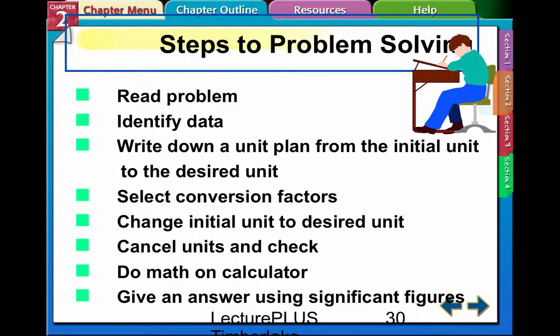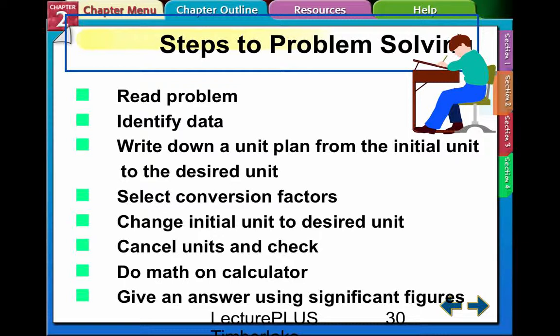Okay, steps to solving the problem. First of all, you need to read through the problem and make sure you understand it. Identify the data. Write down a unit plan from the initial unit to the desired unit. What you're given in the problem should go on the left, and what you're looking for, your desired unit, needs to be on the right. Select the appropriate conversion factors and make sure you have the conversion factor set up so that it will cancel from the top to the bottom. Change the initial unit to the desired unit, cancel units, and check.